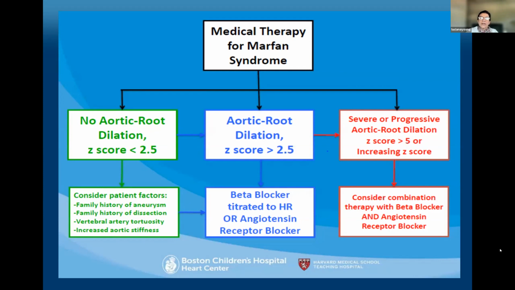For those with mild aortic root dilation, that's a Z-score of greater than 2.5 or so and less than 5, a beta blocker is used, or an angiotensin receptor blocker. So we use single medication therapy. And then with more severe or progressive aortic dilation, we will use combination therapy with both a beta blocker and an angiotensin receptor blocker. That ARB may include either losartan or irbesartan. There's a study that's come out of the UK that suggests that irbesartan may be better than losartan, but both are of the same drug group. And I think the importance here is that combination therapy seems to have more benefit when this aortic root dilation is more severe.